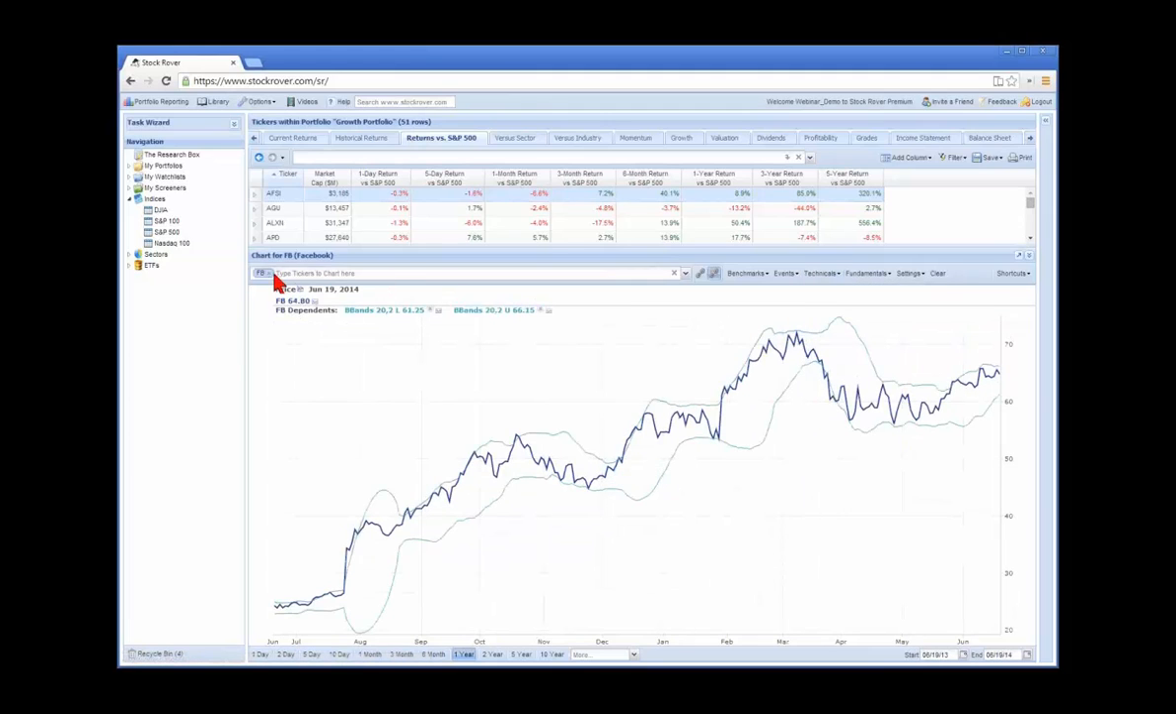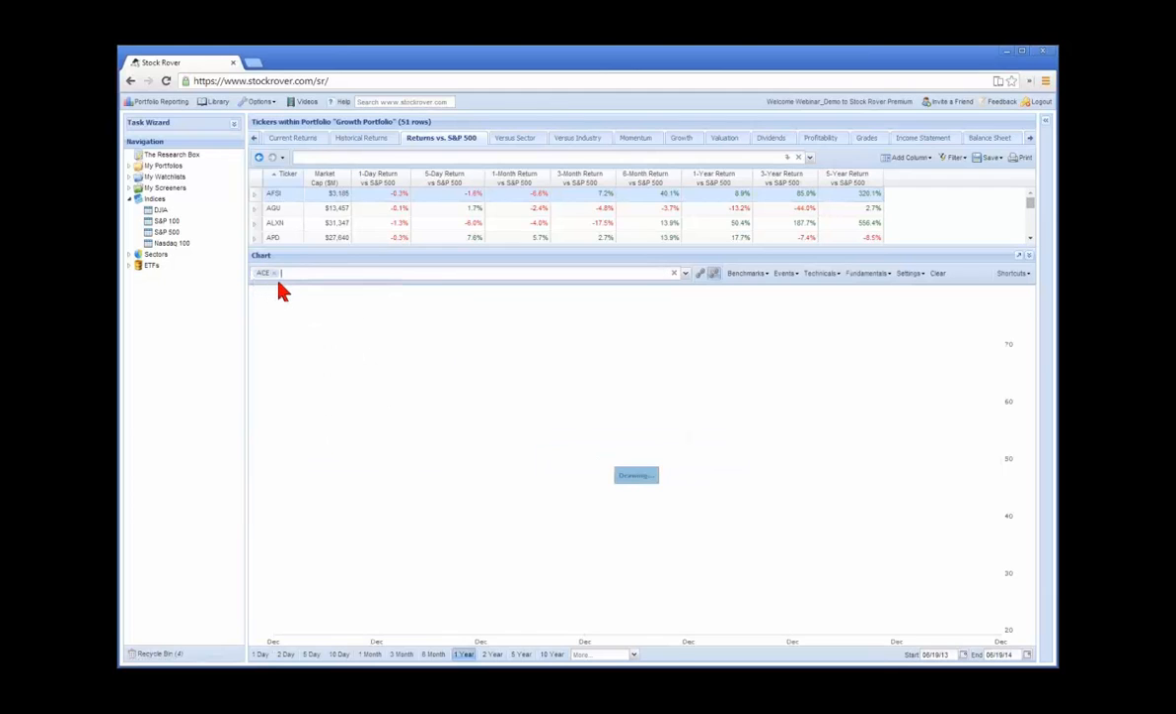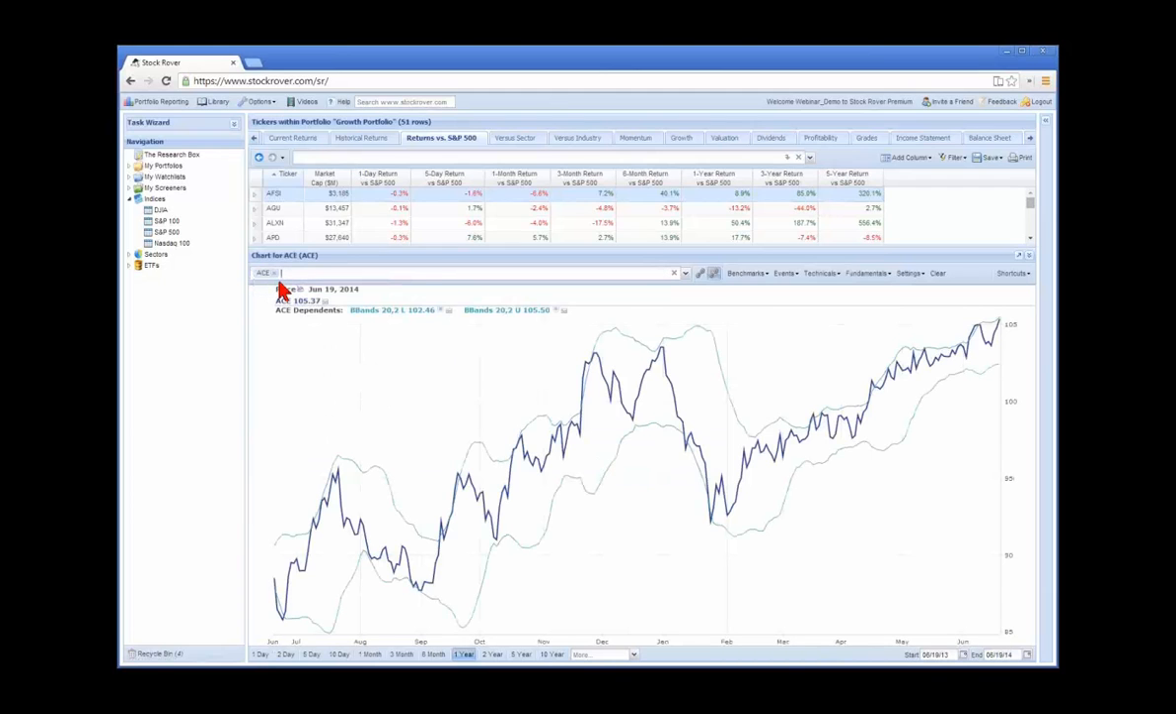And I'm actually going to use a different ticker for this one. I'm going to use ACE for this example. So here you can see the Bollinger Bands are in light blue, and they're charted around the main price chart. So essentially, if it's towards the top of the band, it means the stock's overbought, and it could turn downwards.